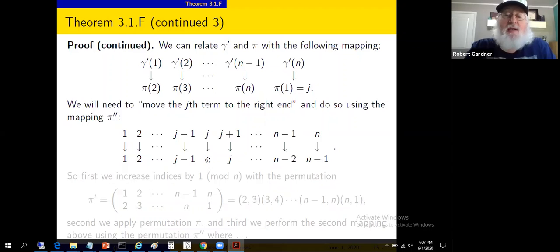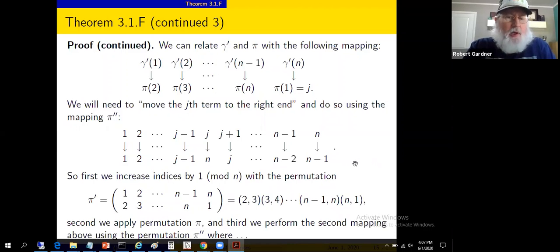So we'll map j to n. So effectively, the way we'll use this is moving a jth term to the end. We're going to move it to the end and then cut it off, is informally what's going on with these permutations. Because we're trying to get rid of that jth column and get to a setting where I can talk about permutations on the symbols 1 through n minus 1.